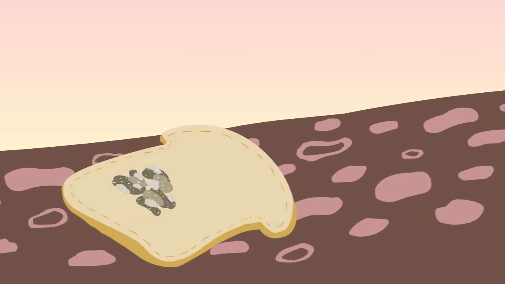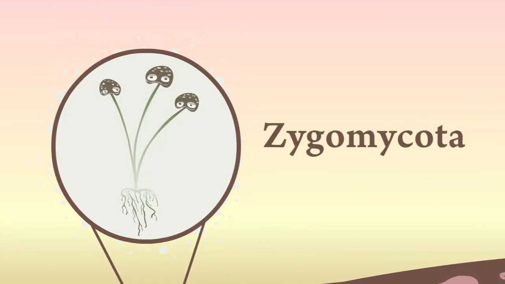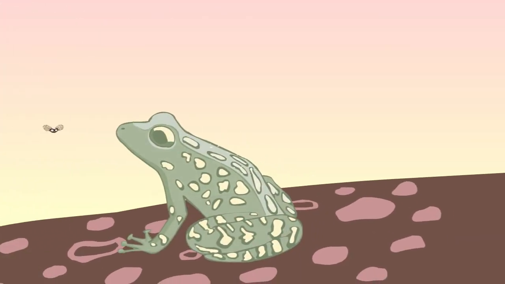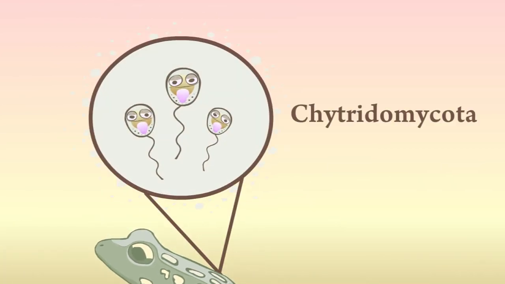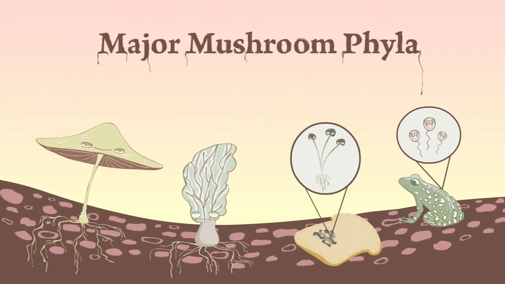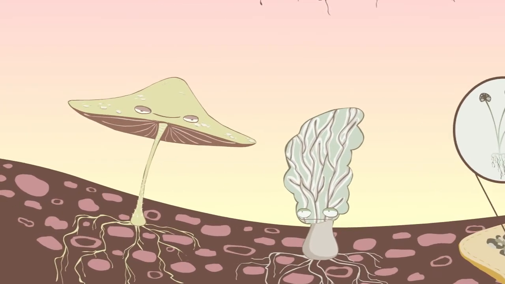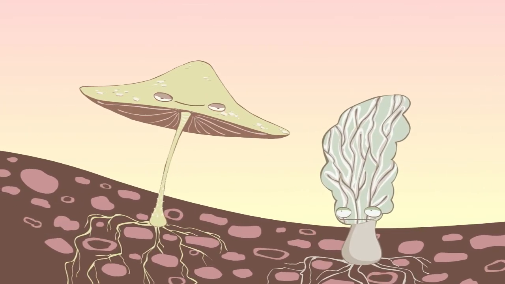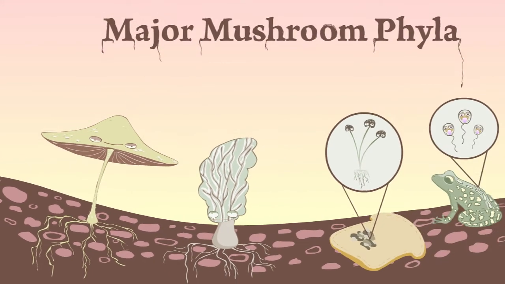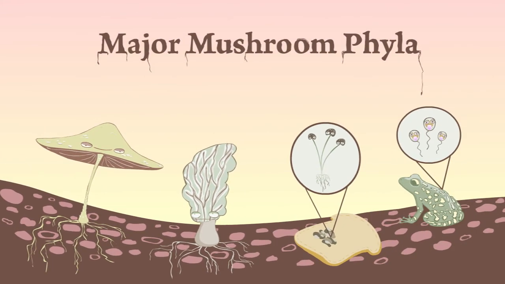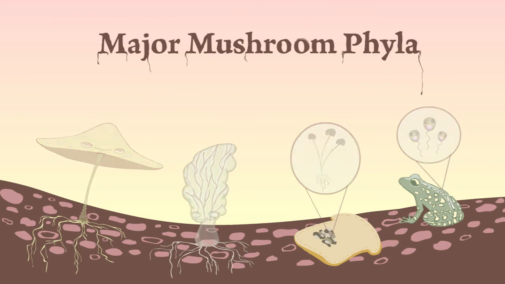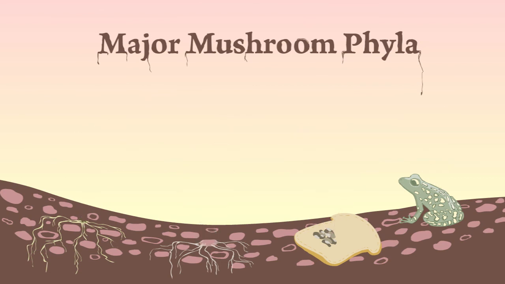On bread, you'll often find bread molds like this zygomycota. And finally, in moist soil, or, like in some species, occasionally parasitizing species of frogs, you'll find the chytridomycota. So there's several types, but most of what you'll see in the forest on a stroll are the club fungi and the sac fungi. The rest are just pretty small. But remember, most of what you're seeing here are the fruiting bodies, only a small piece of the fungi. Take that away, and the fungi still remain in the soil.